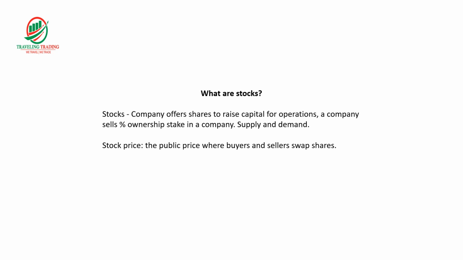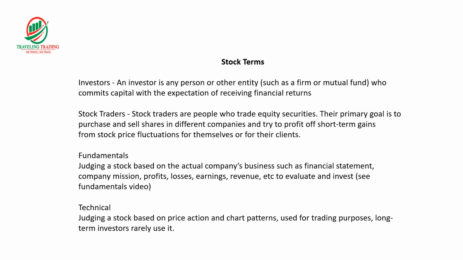Now, what is a stock? A stock is when a company offers shares to raise capital for operations. They sell a percentage of the company, an ownership stake in the company, and it's based on supply and demand. Now, the stock price is basically where the buyers and sellers come together to price and swap shares. That's where the stock price comes from. Pretty simple. You should know that.